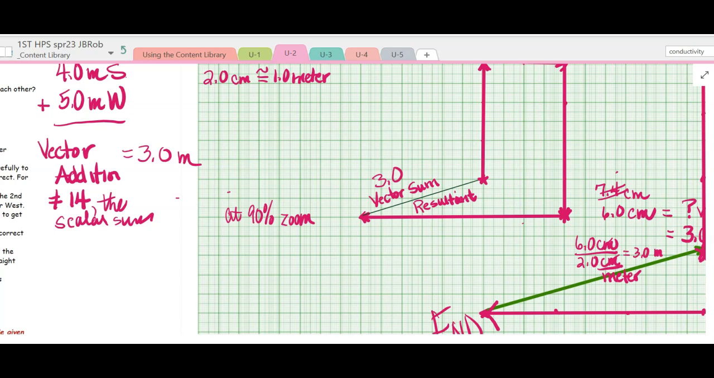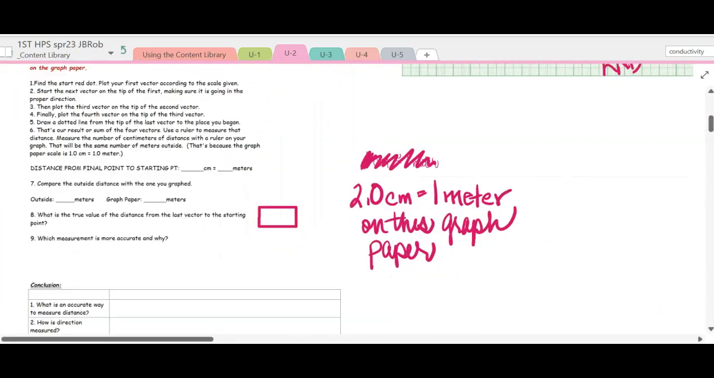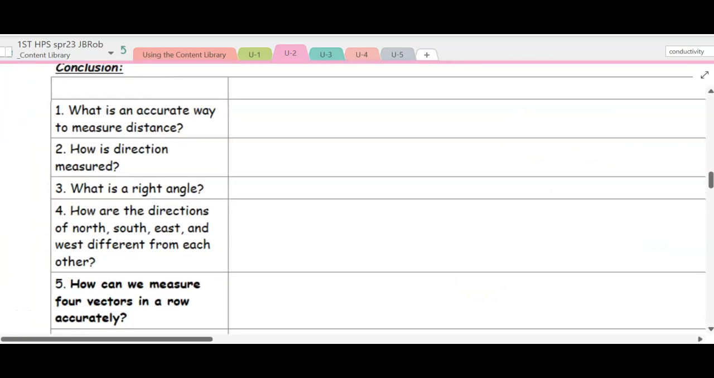So the vector sum, when you have arrows going in all different directions, is much harder to figure out what it would be, right? And it's that line that we draw from the last vector to the origin that tells us what that is. All right? So let's go look at the questions that are down here.